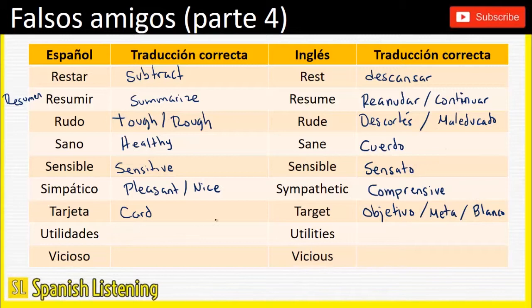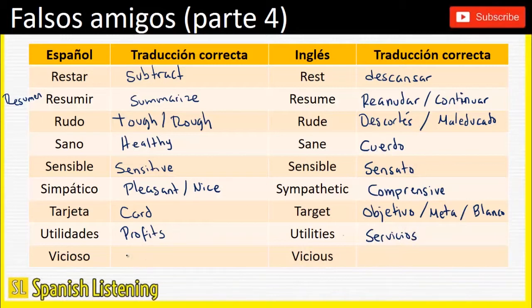Then we have utilidades, which is not the same as utilities. Utilidades are the profits of a company. So this is a little bit of business terminology. And utilities, when you say I have to pay the utilities, which are not included in the rent of my home, for example, in this case utilities would be servicios. That means water, electricity, gas, you know.